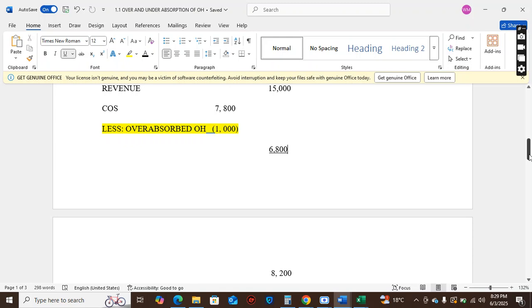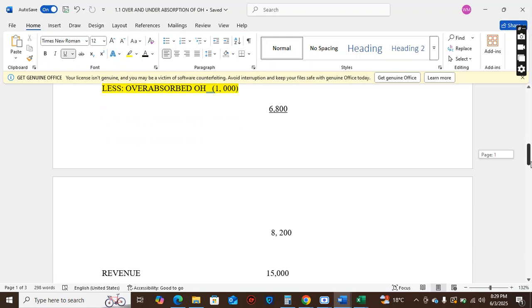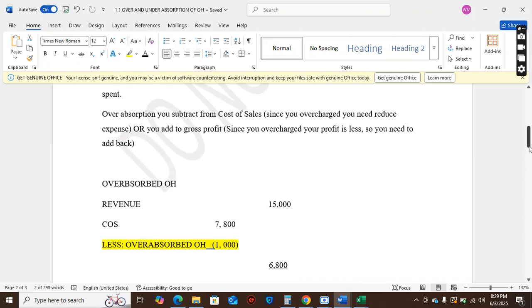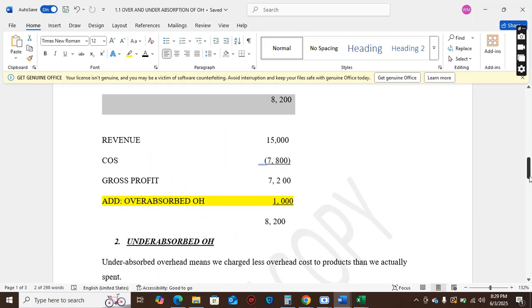Yes, so have you seen that the profit is lower than your actual profit, which you had to get, which is 8,200? Okay. Yes, and this brings us now to the second adjustment. Okay, the second adjustment is what you're asking here.